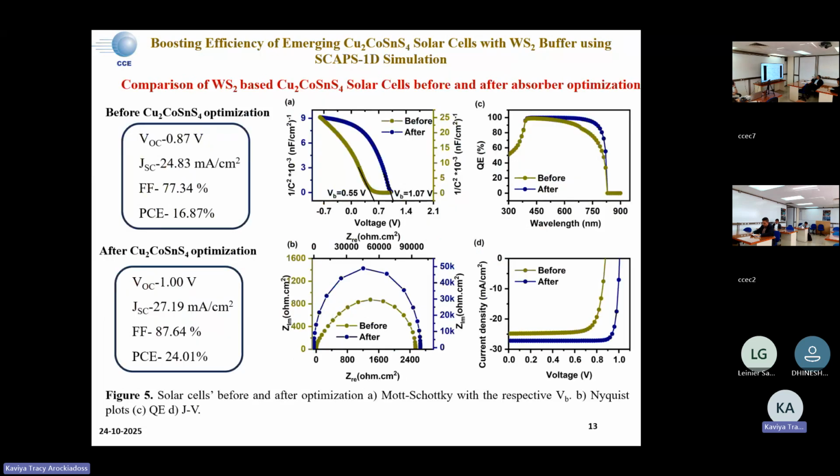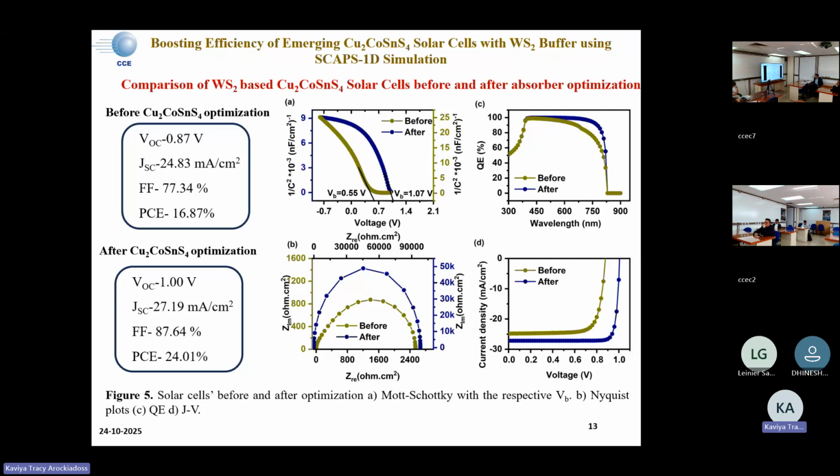And after that, we could see that before absorber optimization, the efficiency is around 16.87%. But after the optimization, we could see an incredible increase in the efficiency to around 24.01%. This clearly shows the importance of absorber optimization, the essential parameters that we need to optimize in order to increase the efficiency of the solar cell.